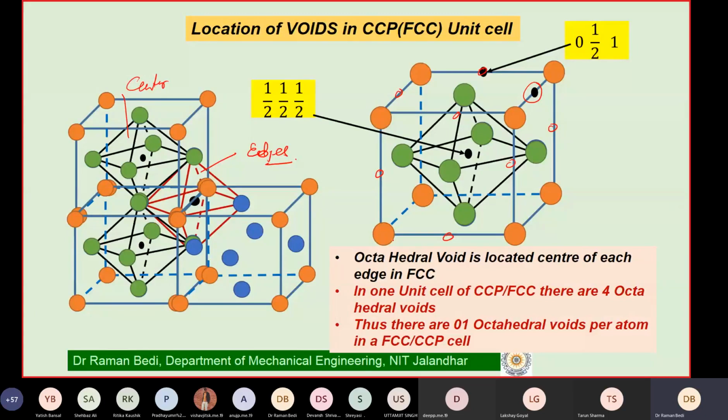We already said that octahedral voids are at the center and at the edges. This gives me 4 voids per unit cell, and there are obviously 4 atoms in an FCC cell, and that is why there is 1 void per atom in the case of the FCC unit cell. This concept is very important to understand: when I say there is 1 octahedral void per atom, if these are all iron atoms, then carbon atoms will be placed in the interstitials, meaning for each iron atom there is a void available to accommodate at least 1 carbon atom.